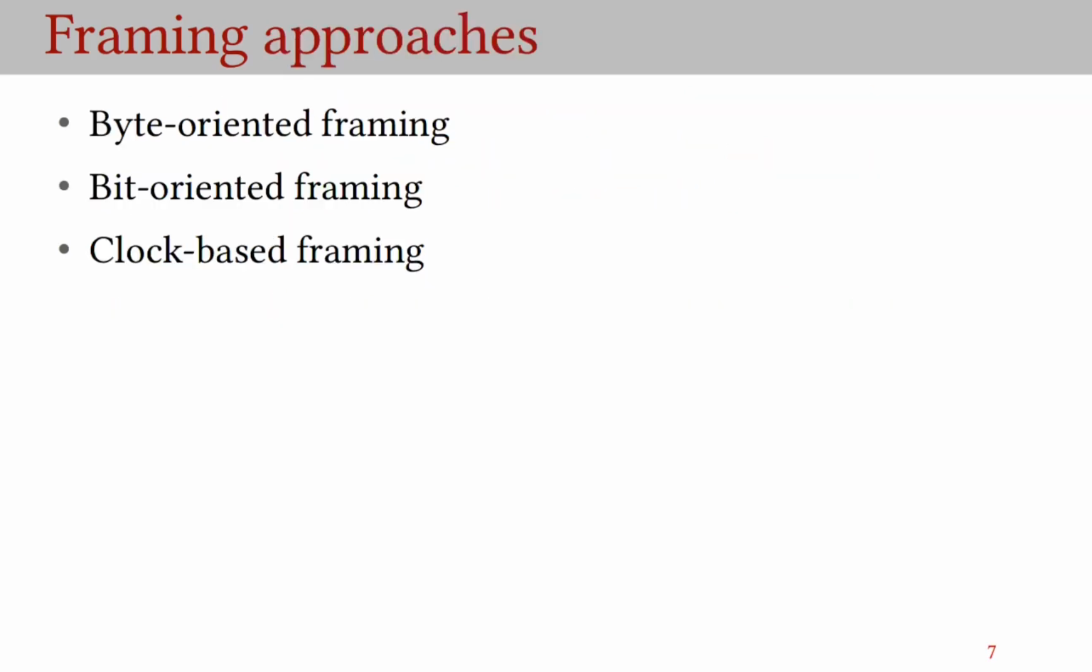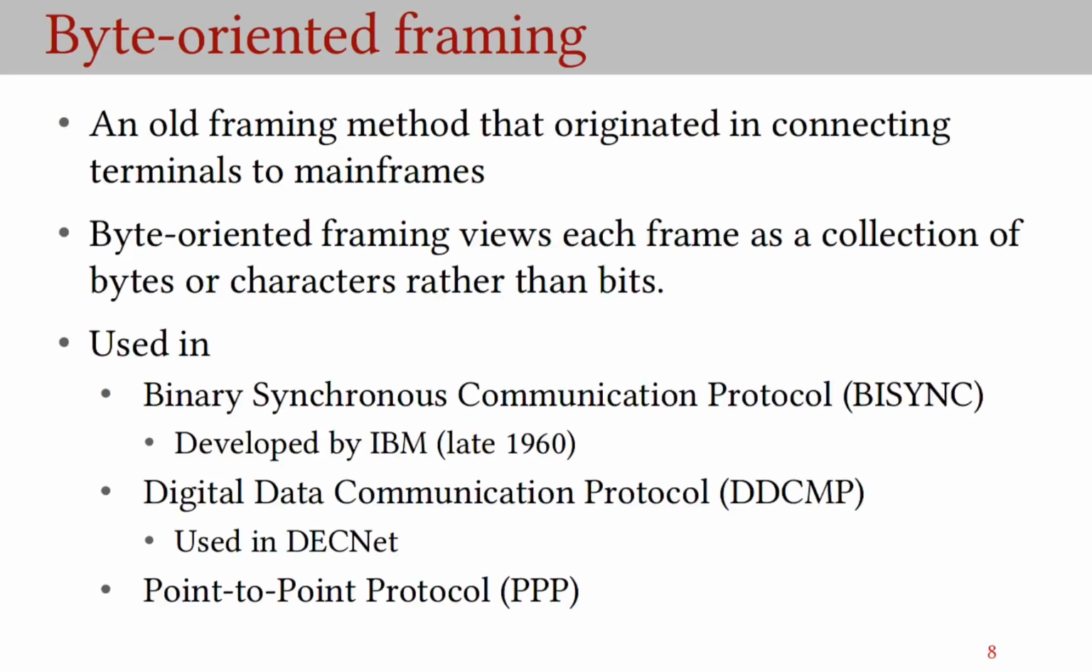We will discuss three different approaches for framing. They are byte-oriented framing, bit-oriented framing, and clock-based framing. We will begin with byte-oriented framing. Byte-oriented framing is an old method that originated in connecting terminals to mainframes in the 60s. Byte-oriented framing views each frame as a collection of bytes. As you know, a character is also one byte, so it's also referred to as characters.